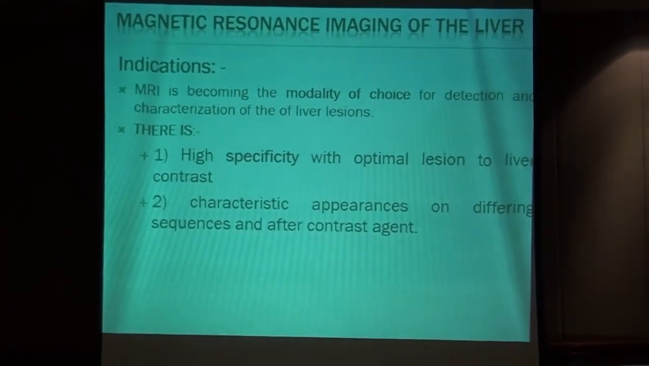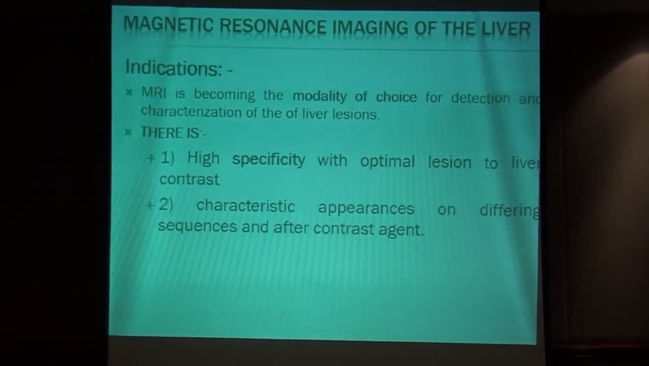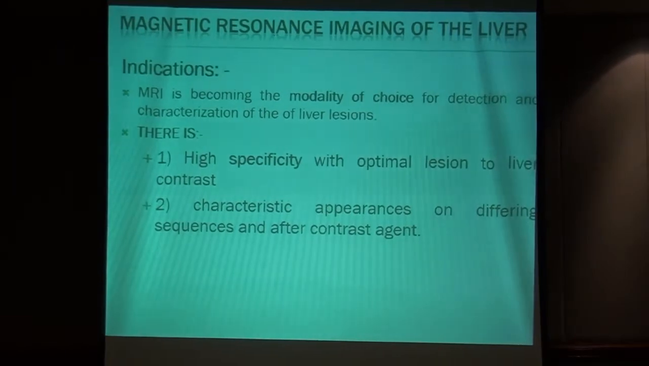The magnetic resonance imaging of the liver. MRI is becoming the modality of choice for detection and characterization of liver lesions. There is high specificity with optimal lesion to liver contrast, characteristic appearance on differing sequences and after contrast agents.